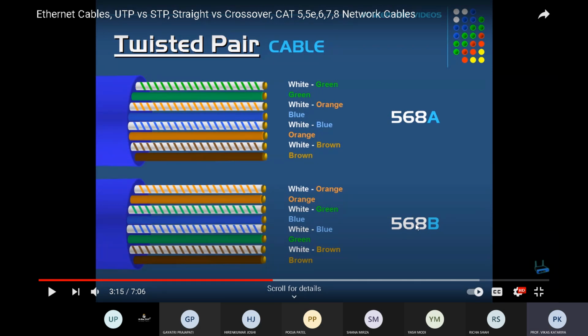Similarly, if you use the 568B standard of cable, you have to arrange it in this way: white orange, orange, white green, blue, white blue, green, white brown, brown. So this color combination is based on what kind of standard you are using. In the market, there are many standards of cable available. These, 568A and 568B, are the most popular, mostly used to design Ethernet or local area networks.